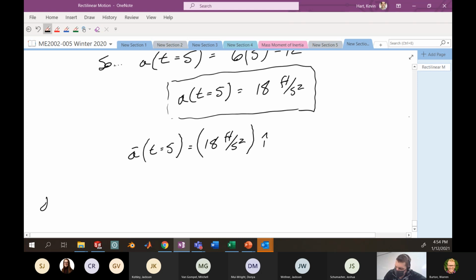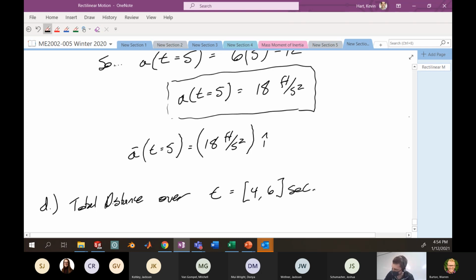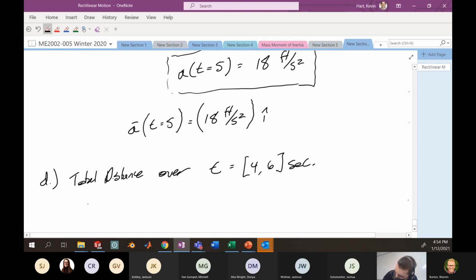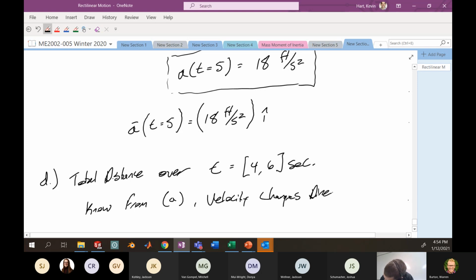Okay, last little bit. And this is really where we have to consider this idea of total distance traveled. Here I want the total distance over the time domain 4 to 6 seconds. We know from part, is it B or no, A? Velocity changes direction at t equals 5 seconds.